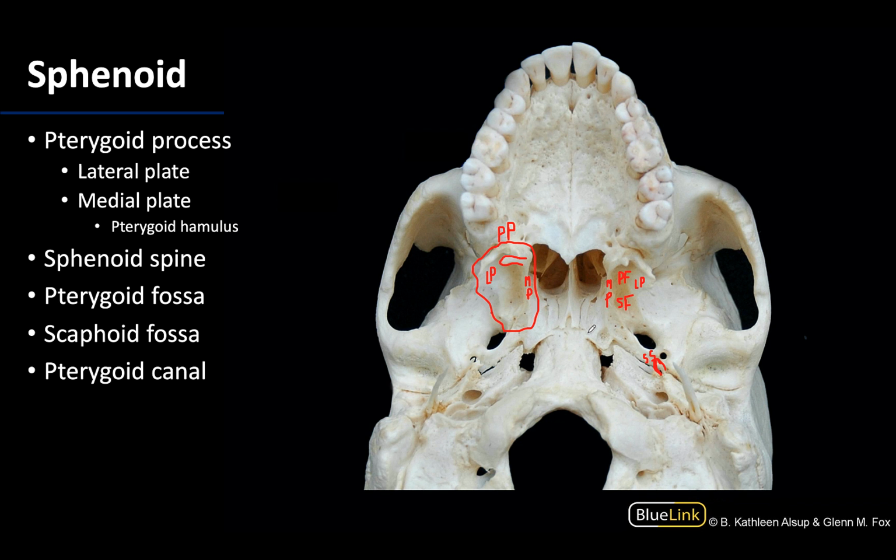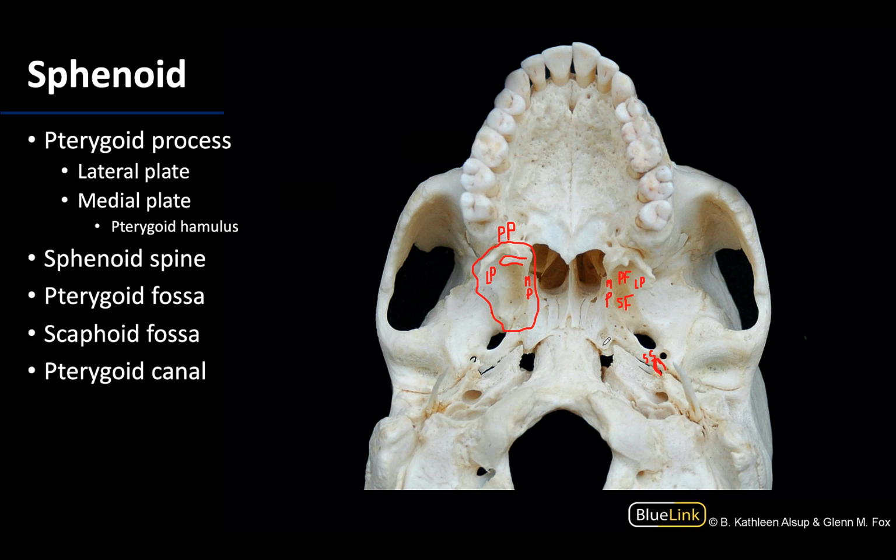So, recall that the medial pterygoid muscle is going to be located in this general region. And the scaphoid fossa will be the origin site for the tensor veli palatini, which is a soft palate muscle.